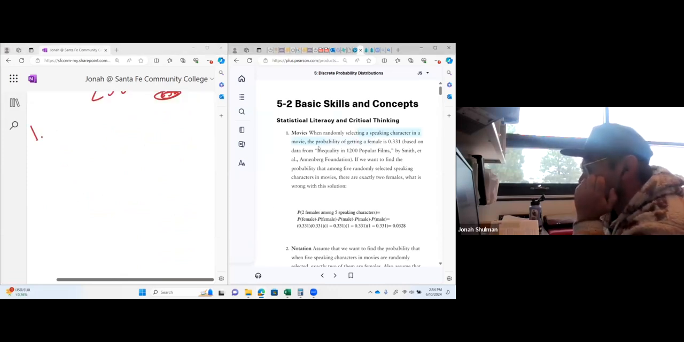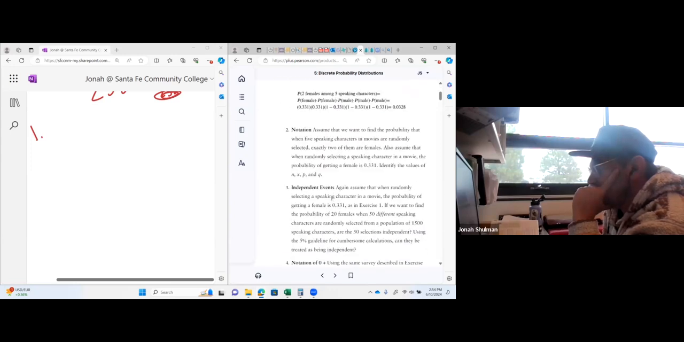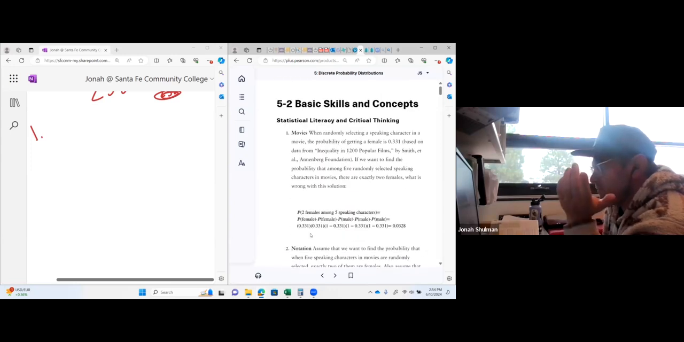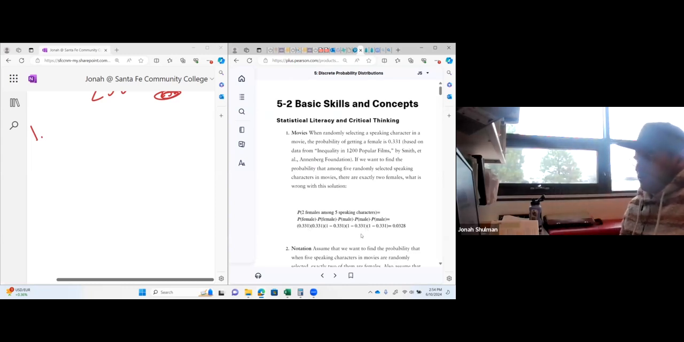Randomly selecting a character in a movie, the probability of getting a female is 0.331. Oh, inequality. If we want to find the probability that among 5 randomly selected characters, there were exactly 2 females, we would use this solution. Oh, okay. Female times male times male times male times male. All right, so what is wrong with this solution?